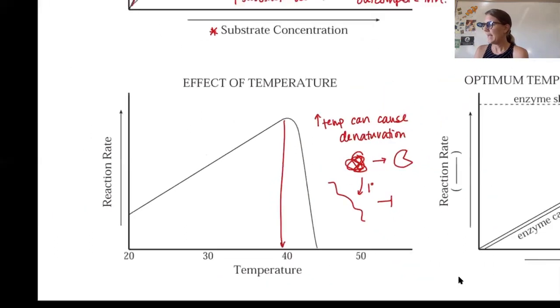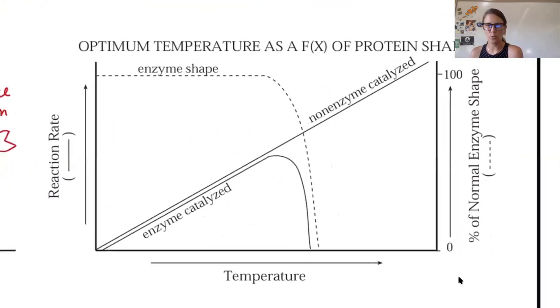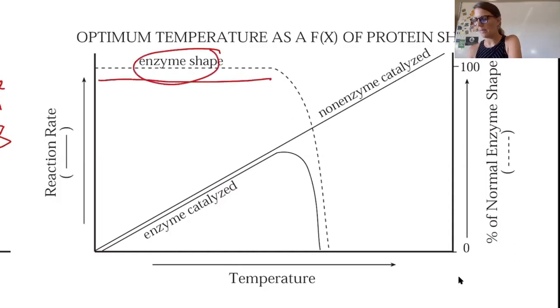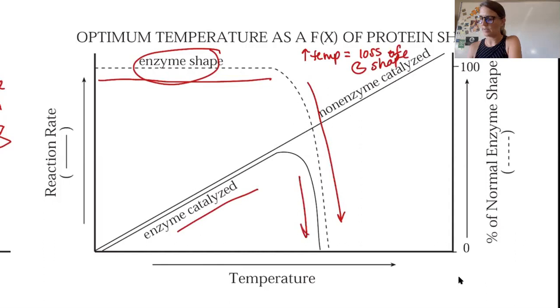All right. And then the last one here, which I'm not too worried about, but I'm just going to go over briefly, is talking about how the shape of an enzyme is affected by temperature. So here we have the enzyme shape. It seems pretty good up until a point. And again, at high temp, you get a loss of enzyme shape due to denaturation, and therefore it tumbles down. And any enzyme catalyzed reaction will also tumble down.